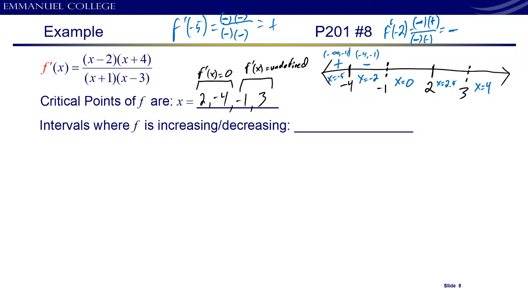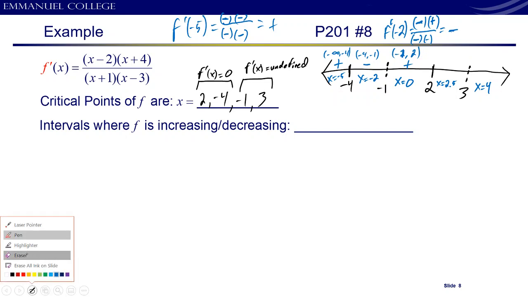Now I'm just going to talk through the rest of them because the rest of them are just the same idea. Plug in the values. So this one's actually nice. If I plug in 0, I get negative 2, positive 4, positive 1, and negative 3. I don't care about the value. I just care that I have 2 negatives and 2 positives, which means I have a positive. So I know that it's increasing from negative 1 to 2.